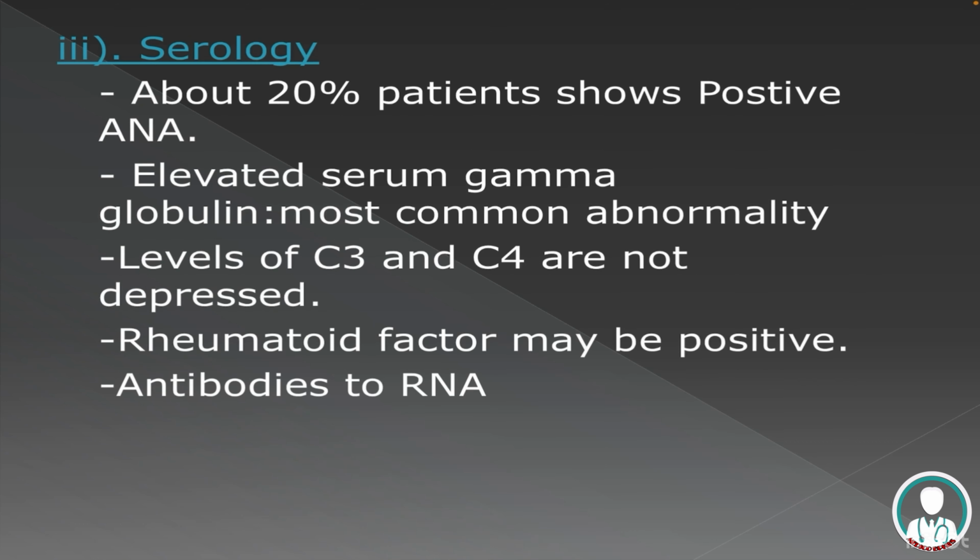In serology, about 20% of the patients show positive anti-nuclear antibodies. There is elevated serum gamma globulin, which is the most common abnormality. Levels of C3 and C4 complement proteins are not depressed. Rheumatoid factor may be positive and antibodies to RNA may be present.